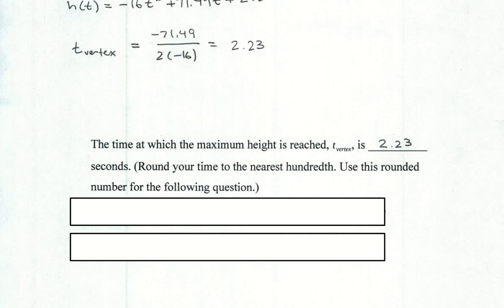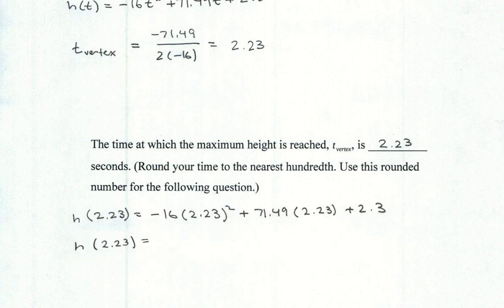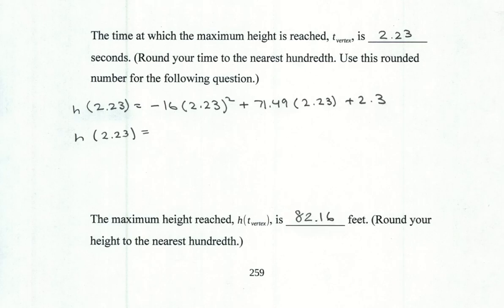So after 2.23 seconds, this ball, whatever's being projected, reaches its maximum height. Now we know everything about this equation for this particular ball, so we're going to say what's the height after 2.23 seconds, which means we're going to plug in 2.23 wherever we had a t. Notice that there are no variables over there. This is a job for your calculator, and it looks like I got an answer of 82.16 feet. Remember, rounded to the nearest hundredth.